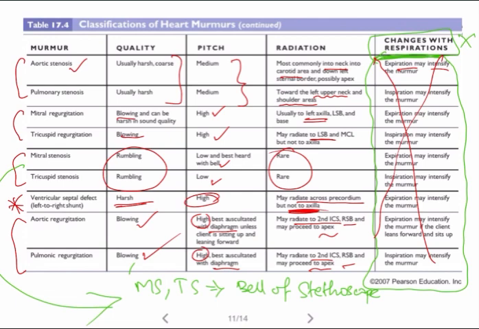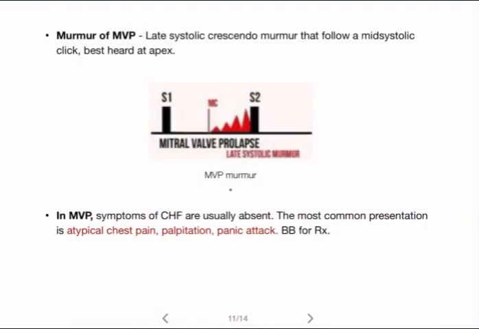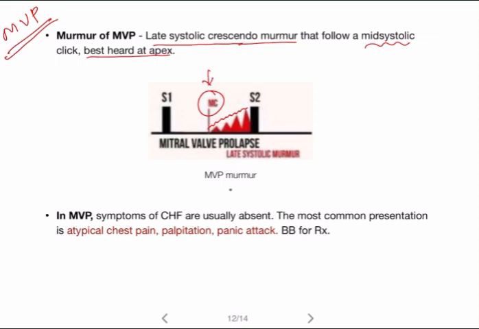Okay, now coming to the murmur of MVP. MVP murmur is a late systolic murmur which is a crescendo murmur. There are two exceptions. One is MVP, the other one is HOCM. We will be discussing the murmurs of MVP and HOCM. So the MVP murmur is best heard at the apex, but it begins after a mid-systolic click. It is a crescendo murmur, increasing its intensity, and it follows a mid-systolic click.